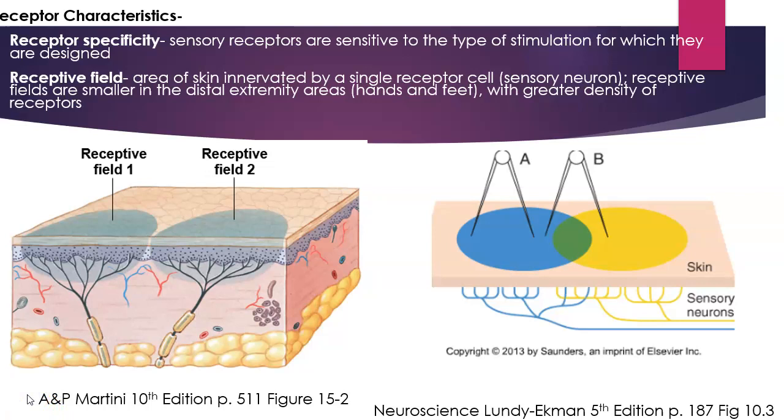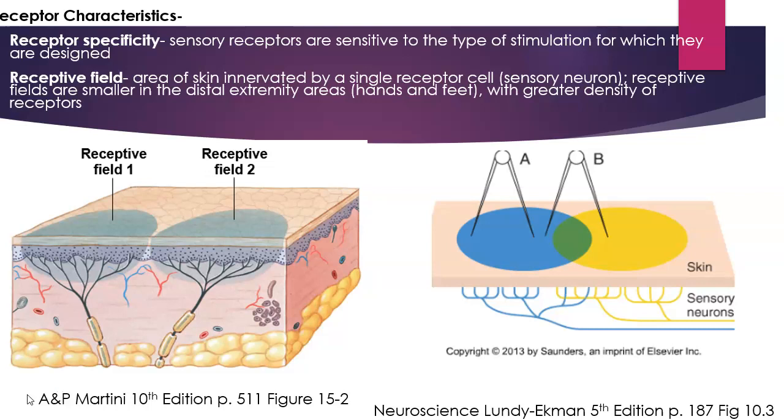Another example of why we need more sensitivity, smaller receptive fields and a higher density of those receptor fields in the fingertips is reading Braille, right? When you're reading Braille, you are trying to discern these little raised dots on paper for reading. So the fingertips need to have finer 2-point discrimination than, let's say, on the back.